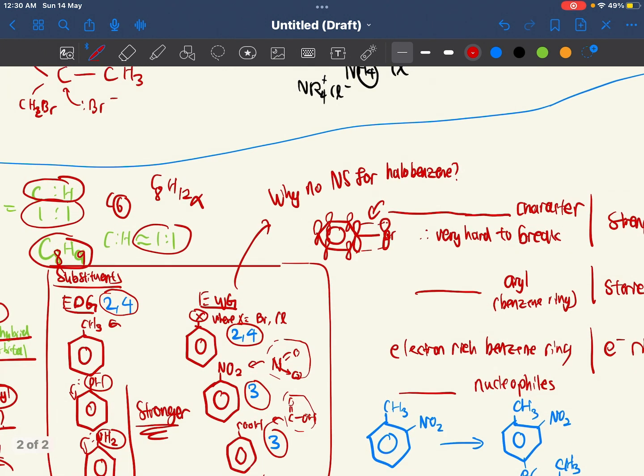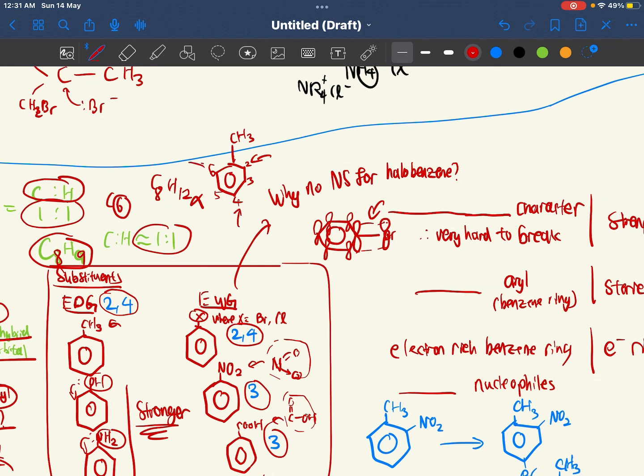Then you ask, what's 2, 3 or 4 directing? For example, let's start with the topmost carbon: first, second, third, fourth, fifth, sixth. For example, I have a methyl group over here. The methyl group is a 2,4 director. That means my substituent can attach here or here.